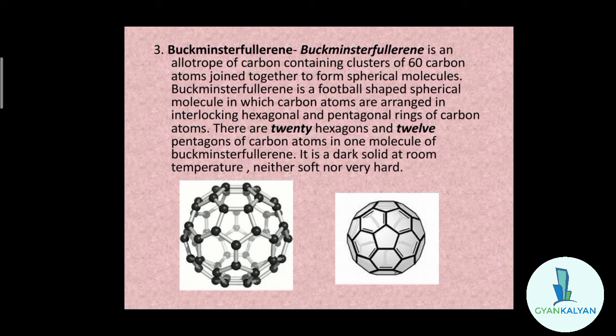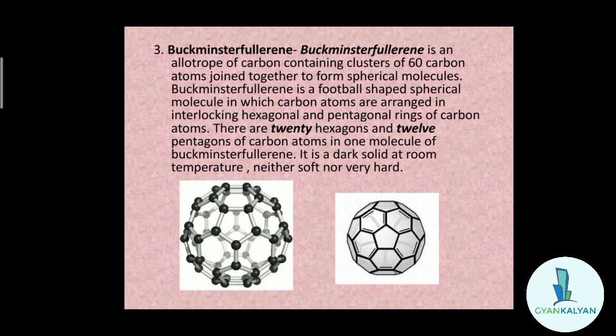Buckminsterfullerene is a football-shaped spherical molecule in which carbon atoms are arranged in interlocking hexagonal and pentagonal rings of carbon atoms. There are 20 hexagons and 12 pentagons of carbon atoms in one molecule of Buckminsterfullerene. It is a dark solid at room temperature, neither soft nor very hard.